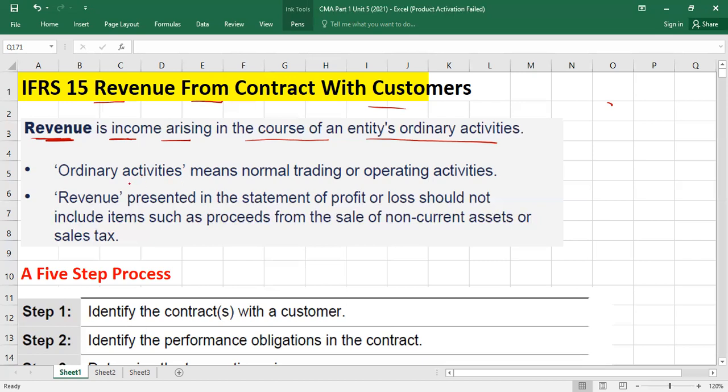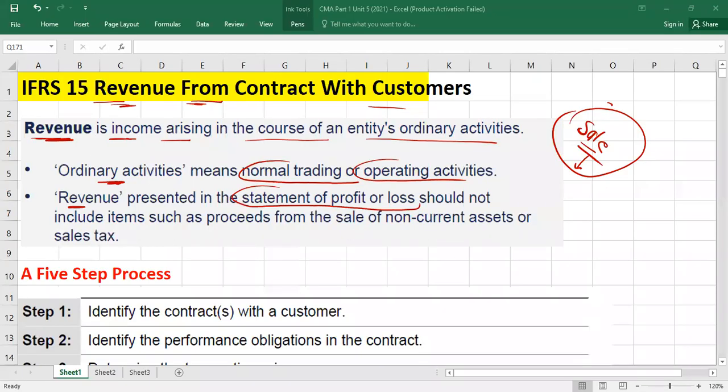So ordinary activities means your normal trading activities or normal operating activities, your routine operations. Understood? Revenue we always record in the statement of profit and loss as the first item. When we prepare the income statement, the first item we record there is sales. Sale is also called your revenue. Understood? So this is an income statement item, and this topic is revenue from contract with the customer.